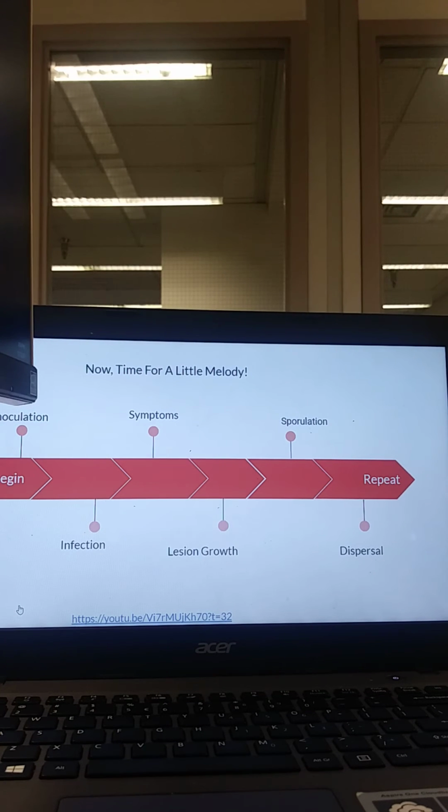This concludes the PowerPoint section of my presentation. For my creative medium, I have written a short melody describing the inoculation, infection, symptoms, and dispersal of brown rot pathogen citrophthora. It is to the tune of Old MacDonald.